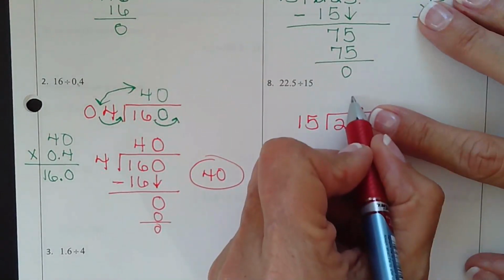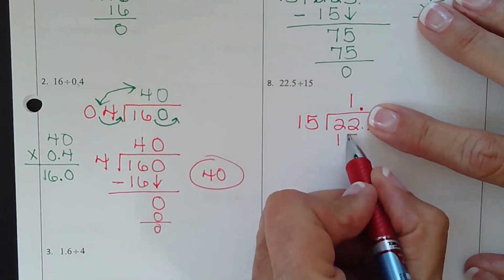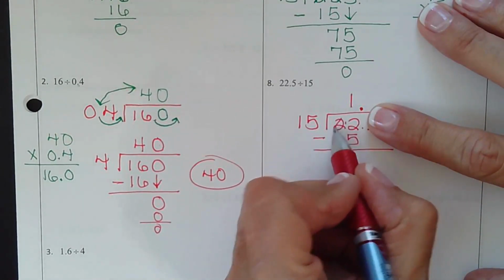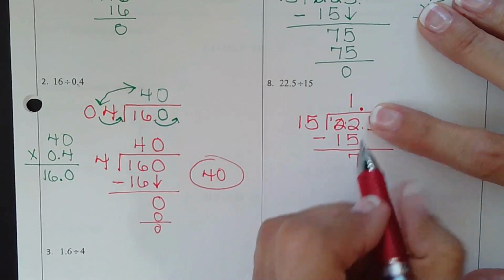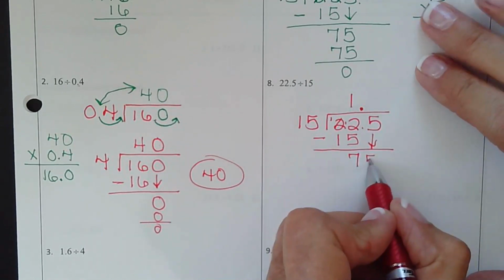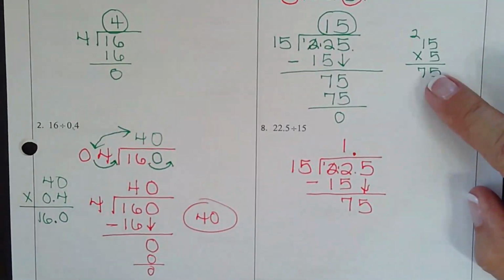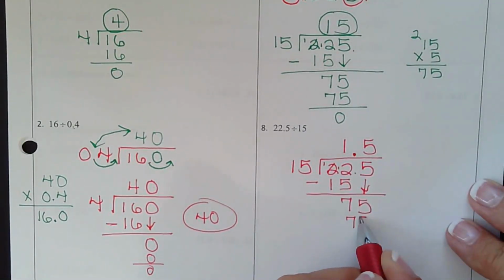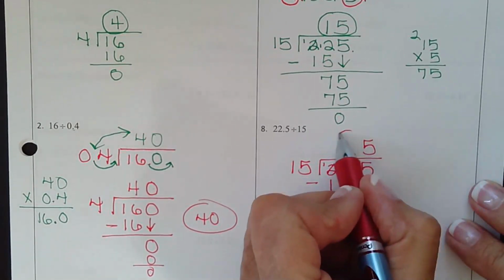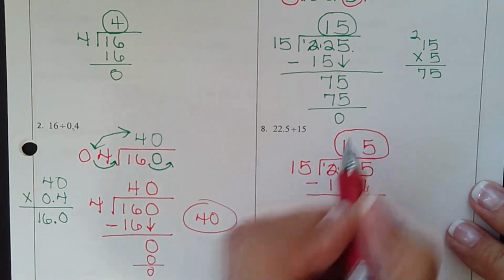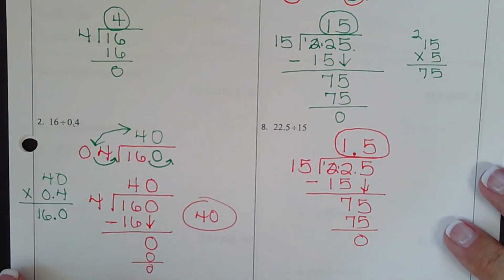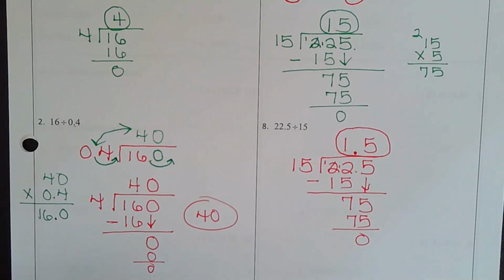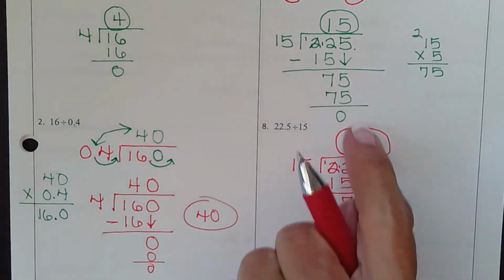15 goes into 22 once. 1 times 15 is 15. Draw the line, change the sign. 12, 2, make it a 1, so that's 7. Bring the 5 down, and we already discovered up here that 15 times 5 was 75. So there's my answer, 1.5. So the only place you put the decimal is in the answer. So you don't need any decimals on this part of it, you just need it in the answer. And it goes straight up from where it was at.